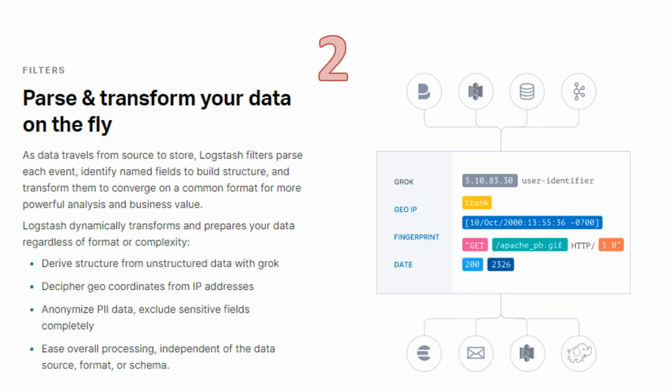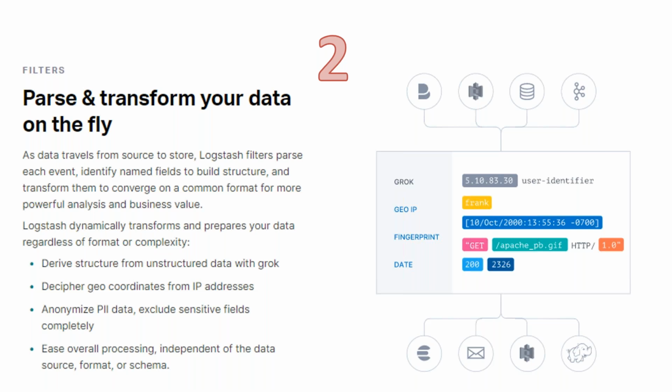So yes, as data travels from the source to the store, Logstash filters parse each event, identify named fields to build structure. Same thing as you were asking. Identify named fields to build structure and transform them to converge on a common format, for more powerful analysis and business value. Logstash dynamically transforms and prepares your data regardless of your format and complexity.